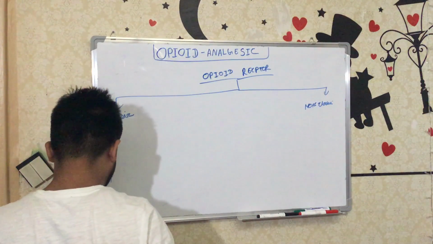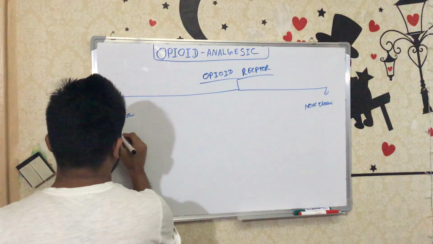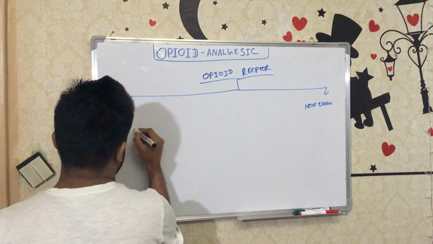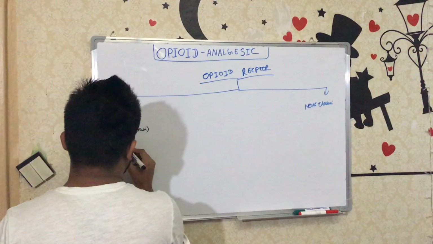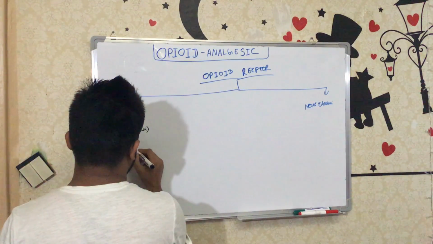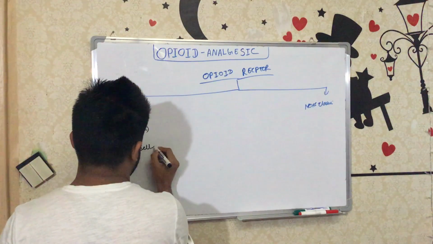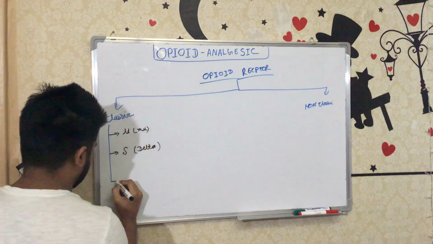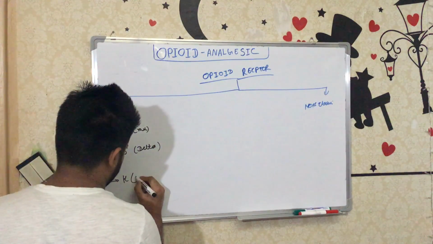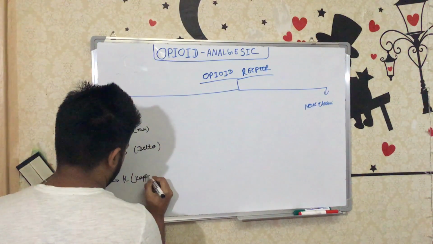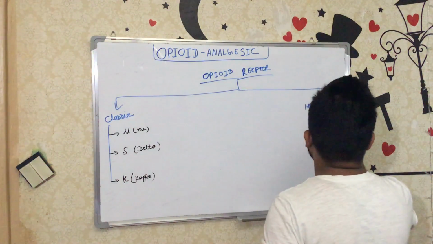In classic, three types of receptor are there. First, mu receptor. Second, delta receptor. And the third one, that is the kappa receptor.